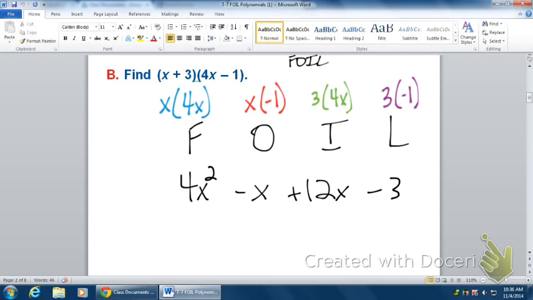Okay? Now, lastly, combine your like terms. I have negative x and I have a positive 12x. I can put those terms together. So when I do that, it's going to be 11x minus 3, 4x squared. 12 minus 1 is 2.